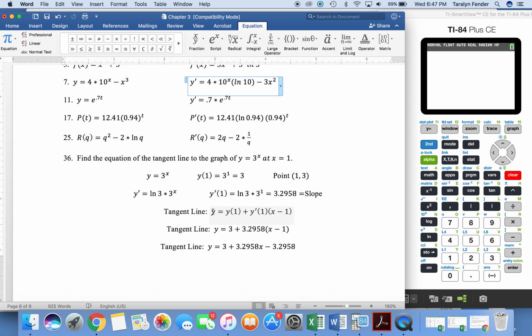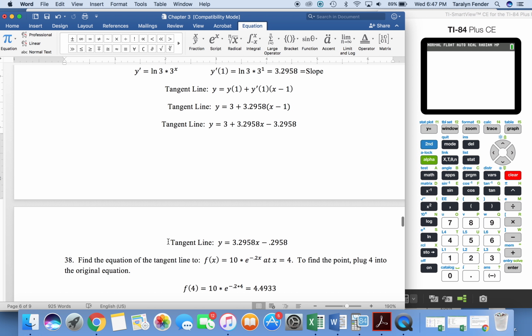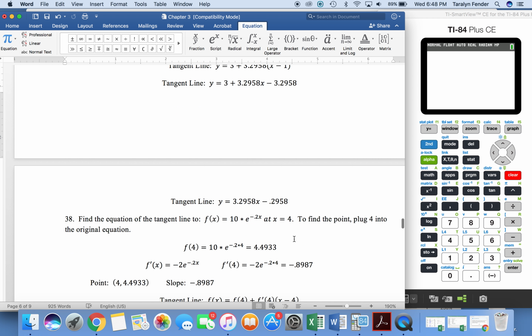So now I'm going to use the tangent line equation, and I have 3 plus the derivative times x minus 1, and that gives me this equation. However, we can simplify that to be y is equal to 3.2958x minus 0.2958.